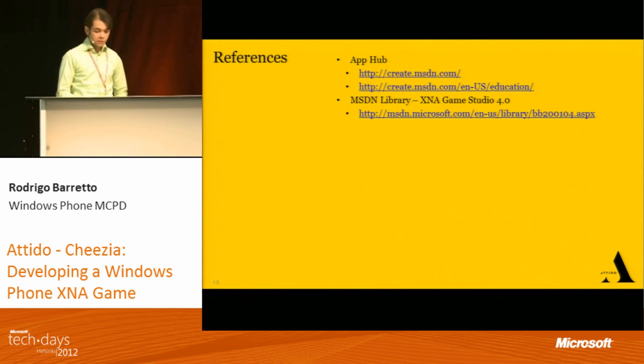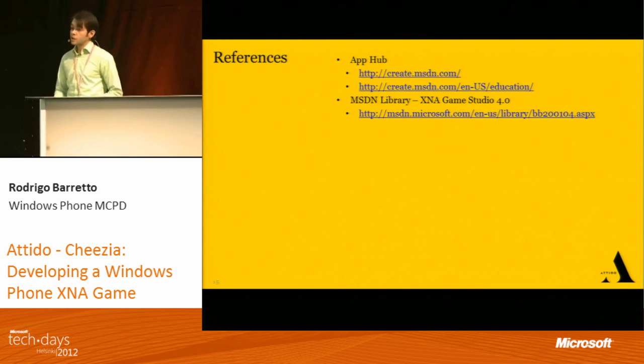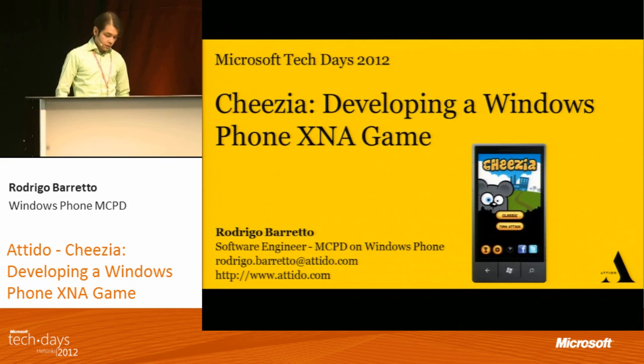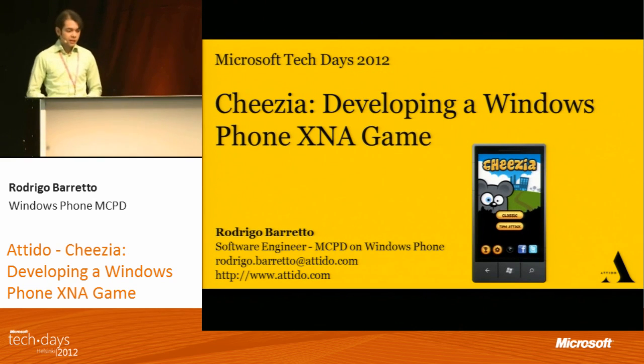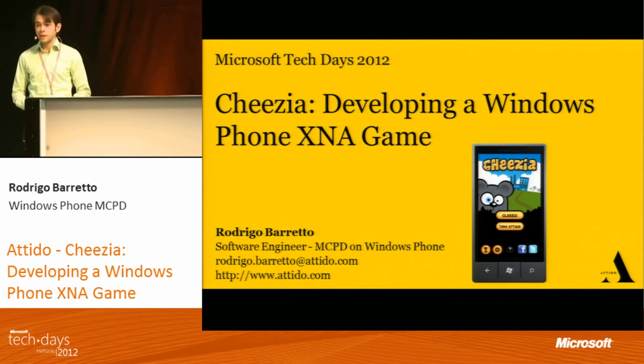If you want to find some more information, you can just go to AppHub, especially the education page. It has lots of samples and articles, so it's a really good source of information. And also the MSDN library. And that's basically it. This was a very short, high-level presentation on how to create XNA games for Windows Phone.